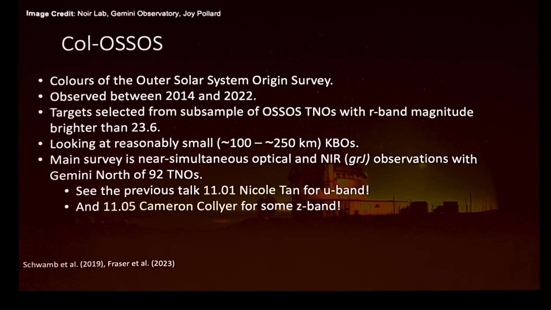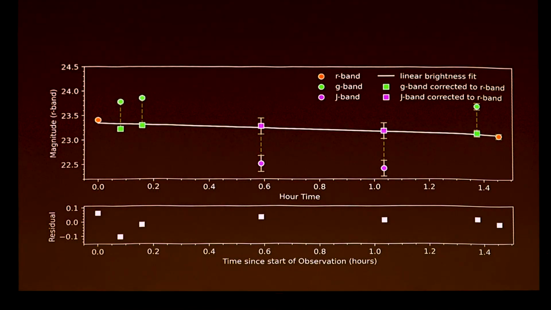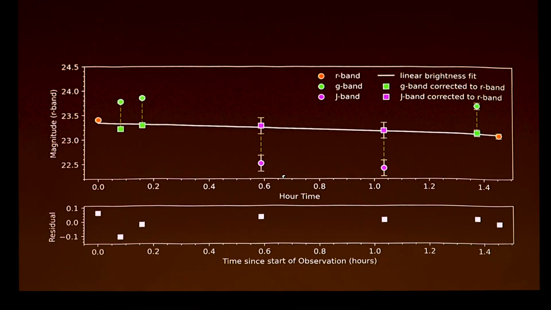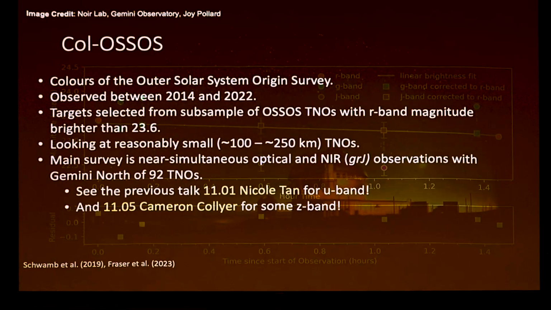Nicole did introduce this before lunch, so you might remember that, but this is data from the main survey, which is the near simultaneous optical and near infrared observations taken with Gemini of 92 TNOs. By near simultaneous, it means that the entire observing sequence, from start to end in a series of bands, takes place over quite a short amount of time relative to the typical light curves of TNOs. And so we can do our best to reduce any light curve effects in these colours and hopefully reduce any errors because of that.